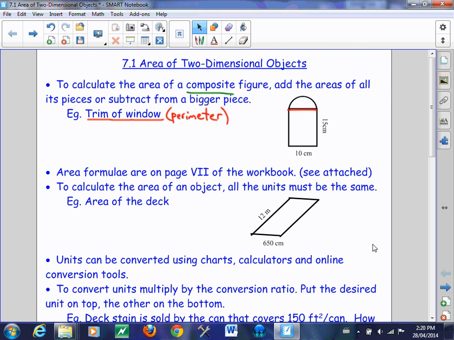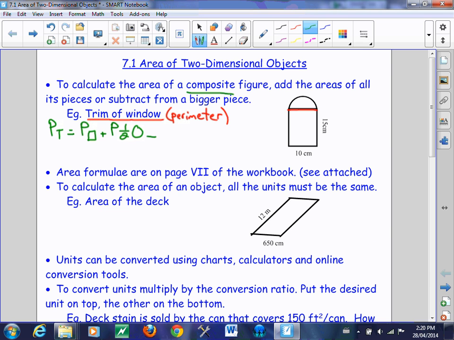So let's get started. First of all, we're going to say perimeter total equals the perimeter of the rectangle plus the perimeter of half a circle. Okay, so perimeter of a rectangle is 2 lengths plus 2 widths plus the perimeter of a circle. So just remember, first of all, we're going to do half of it because it's a semicircle, and then it's going to be 2 pi r.